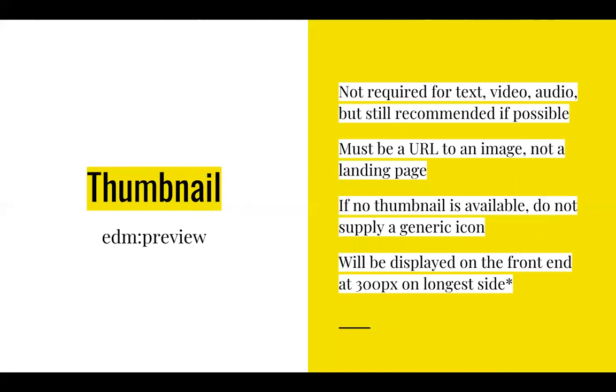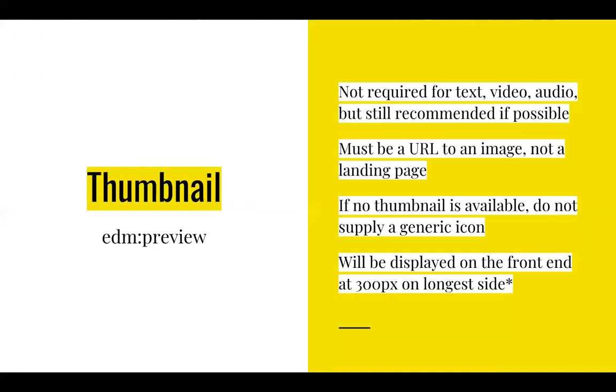Just like the link to the item in context, this must be a URL directly to an image, not a landing page. So this is where we need a URL link to a JPEG or a URL link to a GIF or a PNG, preferably a smallish file. It will be displayed on the front end at 300 pixels on the longest side. So you don't need to provide something huge, but you also don't want to provide something tiny.